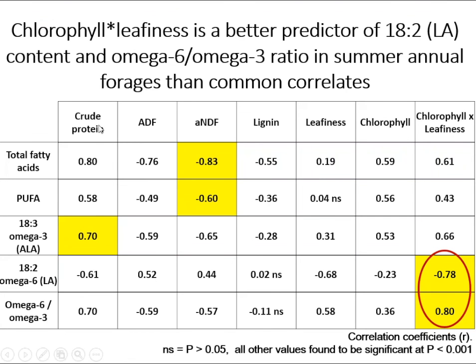We have crude protein, ADF, NDF, and etc. You can see that the biggest predictor of total fatty acid content is NDF. So as your NDF is increasing, your fatty acid content is decreasing. That makes sense. More NDF with more maturity, and therefore less total fatty acid on a weight basis of the forage. Same thing with the polyunsaturated fatty acids, because they make up the majority of your total fatty acid content.